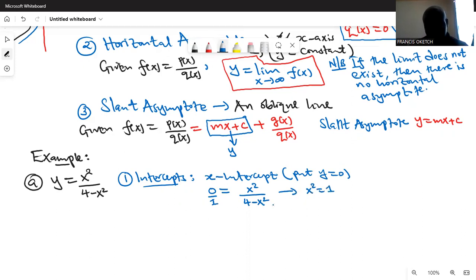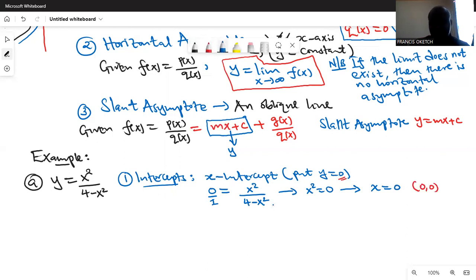x squared is equals to 1, not 1, because 0, x squared will be equal to 0. If I cross multiply, so let me delete the 1, I expect this to be 0. X squared is equals to 0. So when you take the square root on both sides, you get x is equals to 0. Remember, the point is x is 0 and y is also 0. So our point is 0, 0.